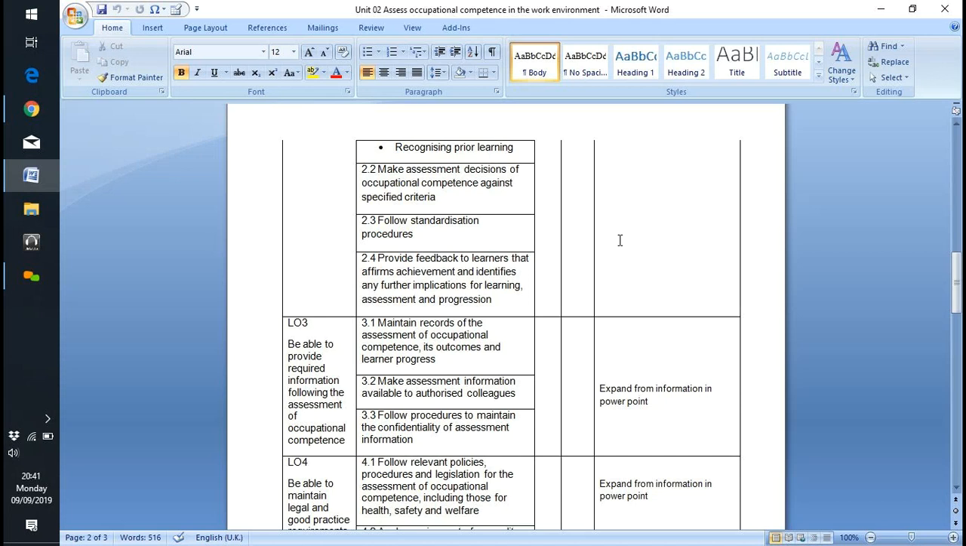Yeah, the baby. So standardisation procedures is just the same, where you get together and standardise some work between 2 or 3 assessors, and the methods are used as well.